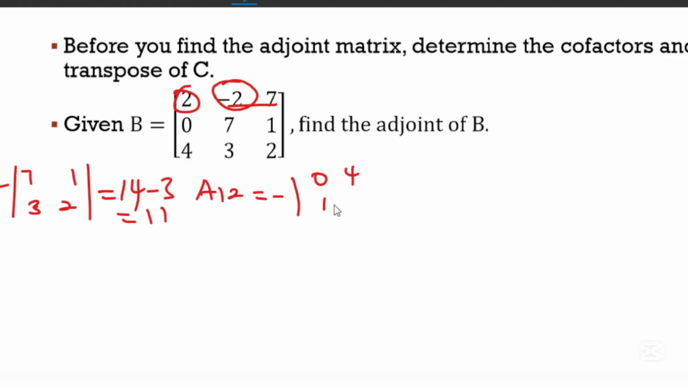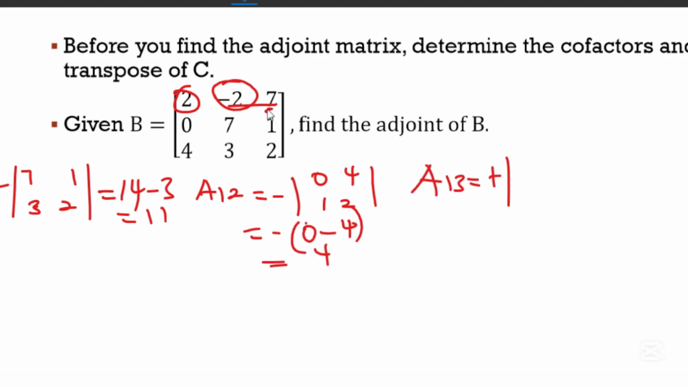Then you have A13. So plus minus plus. The next one is 7. We delete all row elements and all column elements of the target element 7, so it will be left with 0, 7, 4, 3. Let's find the determinant. This is equal to 0 times 3 is 0, 4 times 7 is 28. So the final answer is -28.